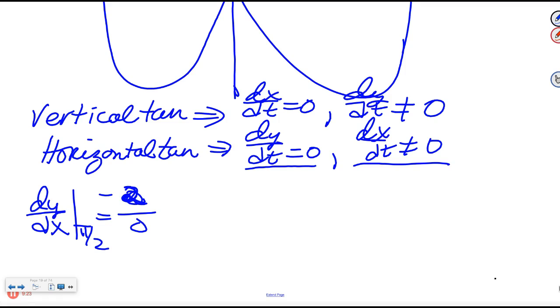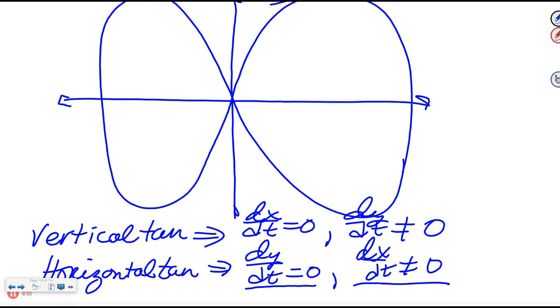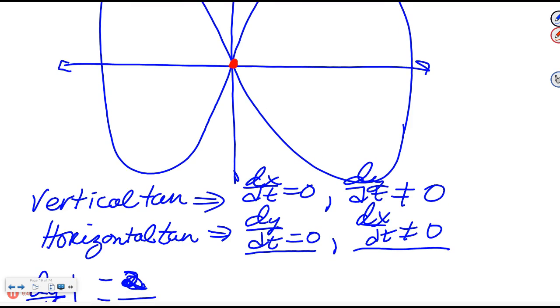Where do they both equal 0? dy/dt and dx/dt. Where do they both end up being 0? Because that would indicate this point. Can you find the t at which that happens? You could do it on your calculator, but you'd end up getting 0 over 0, and I'm not quite sure where that happens.